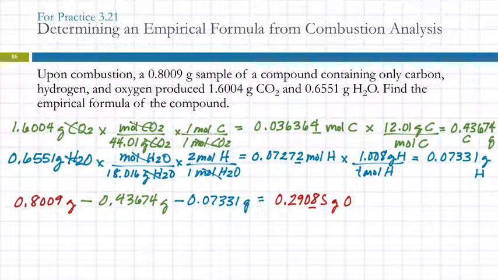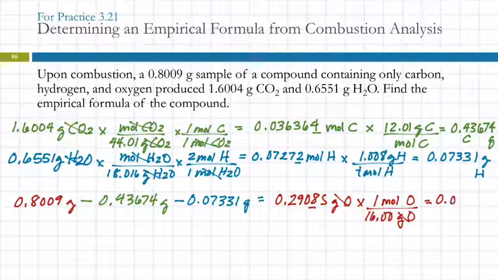Any questions? Lots of little steps. I need moles of each element so I can get ratios. So here I just found the grams of oxygen. I have to convert this to moles of oxygen. So 1 mole of oxygen from 16 grams. So I take the number in my calculator, divide by 16, 0.018 moles of oxygen.